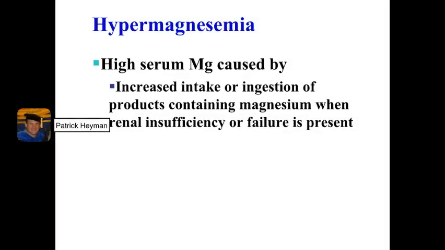Now, when it comes to high magnesium, the major cause is taking too much magnesium when you have renal insufficiency or renal failure. Ordinarily, taking magnesium supplements doesn't cause anything other than some diarrhea. The diarrhea pulls magnesium out of your blood, and it's a self-limiting problem. But when you have renal insufficiency or renal failure, all of a sudden you can get some really high magnesium levels. The other reason for high magnesium levels would be IV magnesium given too fast.